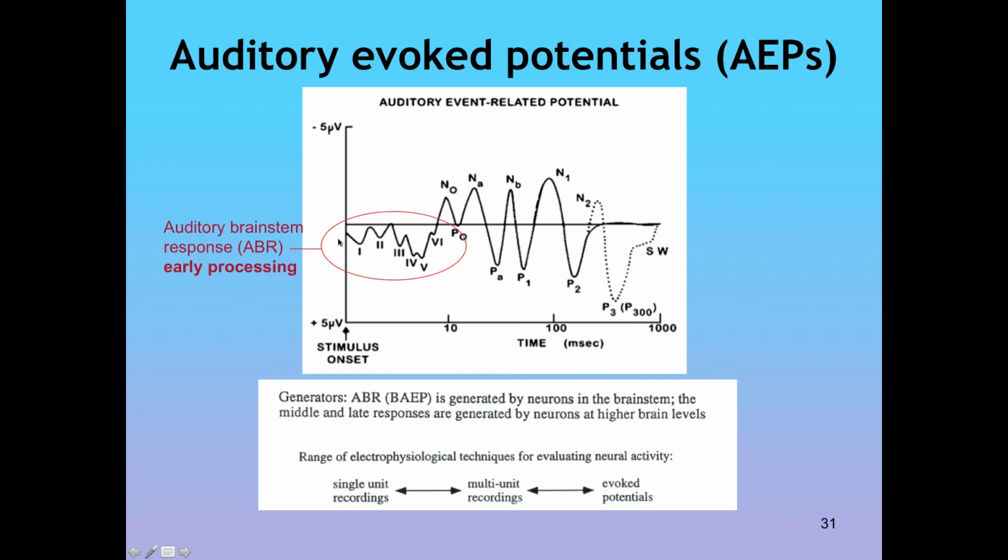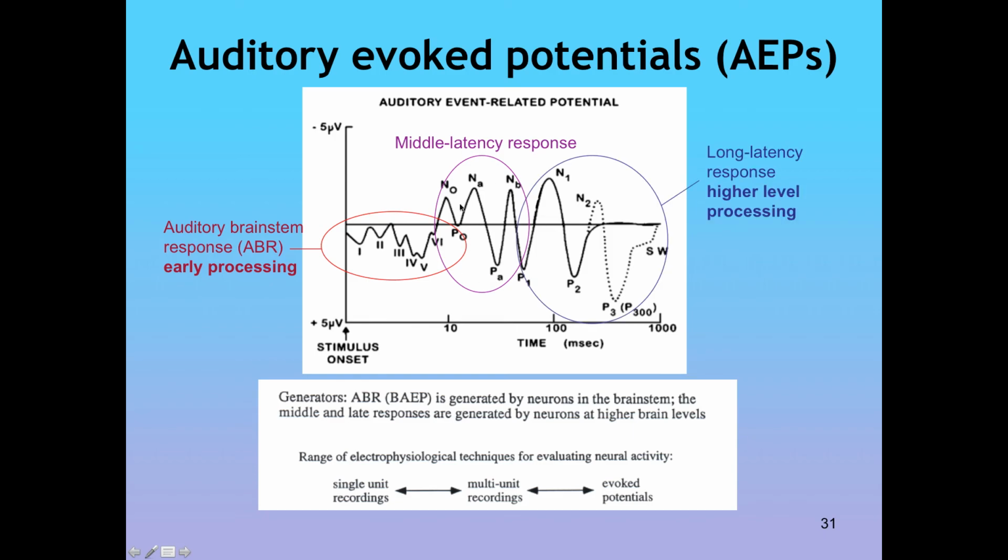The first little ones here, labeled with Roman numerals, are believed to come from very early stages of processing down in the brainstem, and they're fairly automatic responses. So whether or not a person is paying attention, you will get these responses. Then we've got middle latency responses here, and then later waves here, which are thought to come from higher level processing, like attention and responding to a task, for example. That's where we see differences in these later waves.